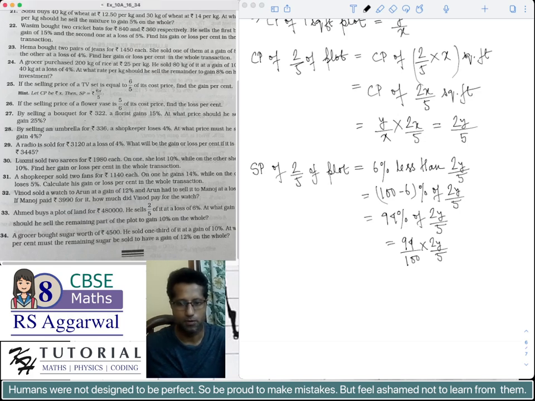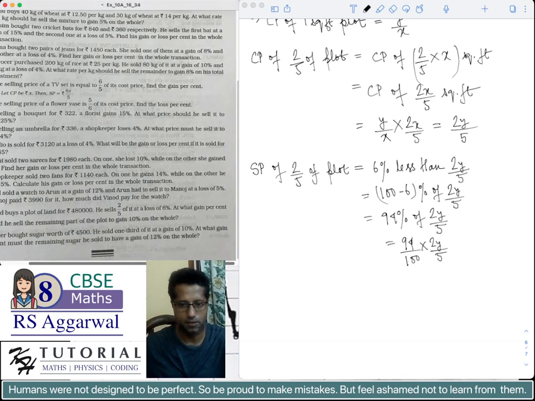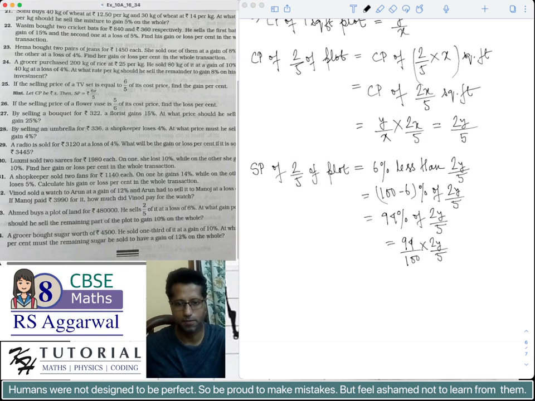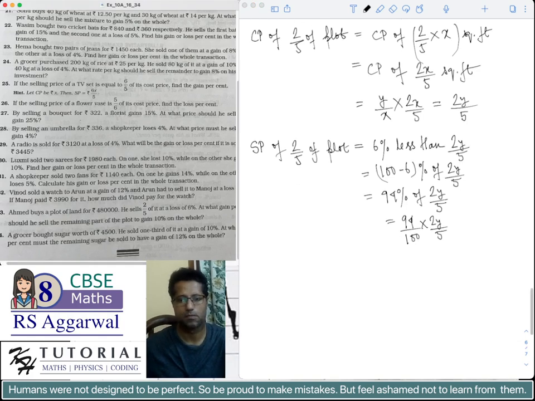Okay. Now it is asking at what gain percent should he sell the remaining part of the plot to gain 10% on the whole.